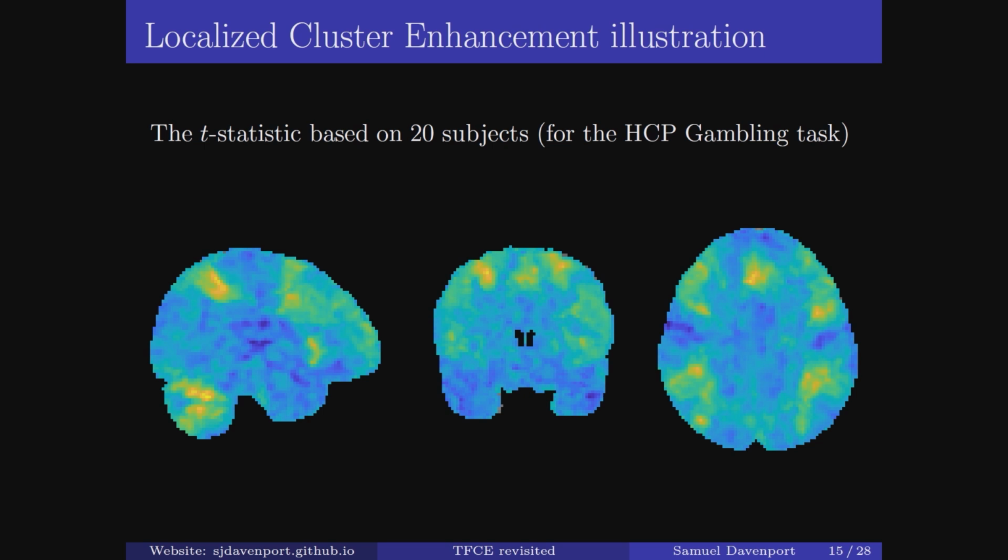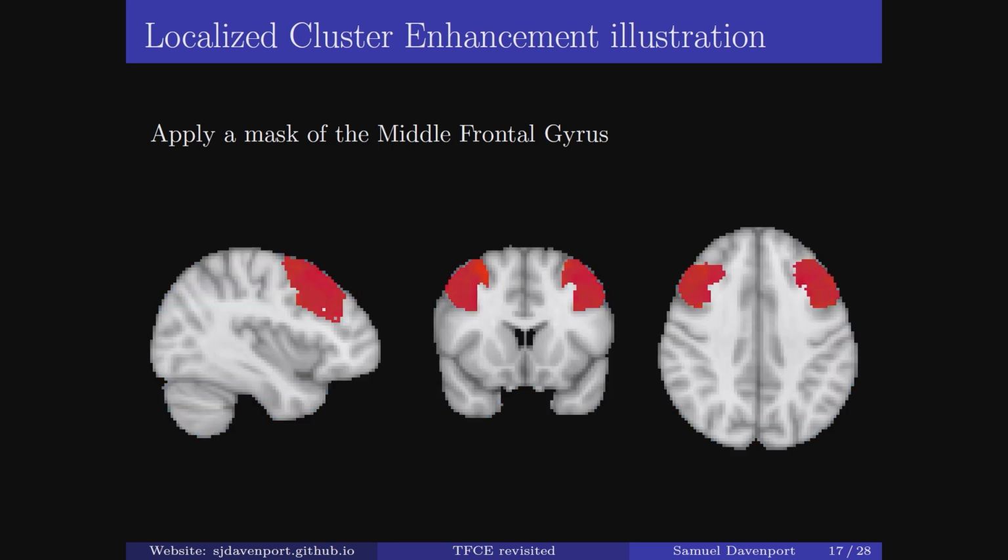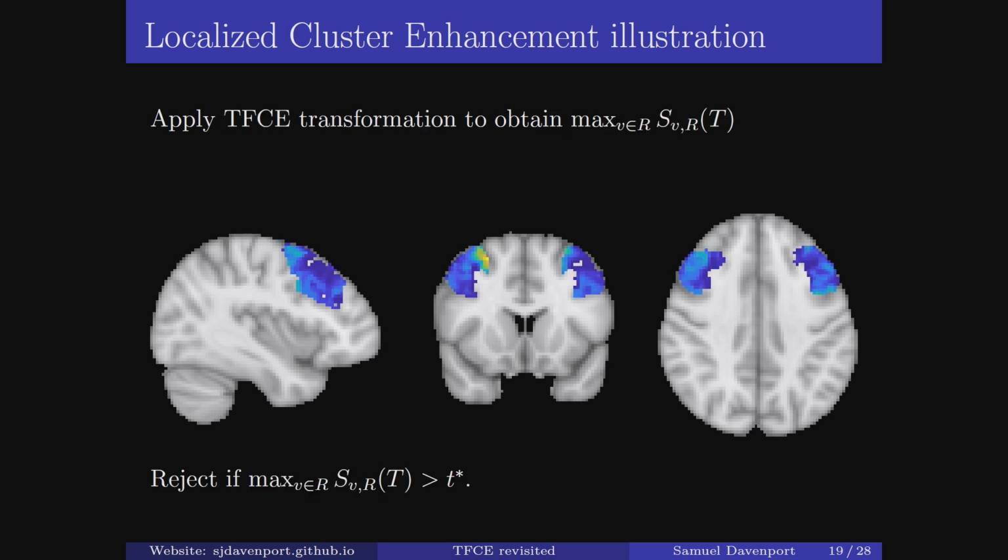Here we have the test statistic map of 20 subjects. If we look at a region in the brain, here the middle frontal gyrus, we apply a localized TFCE approach for that region. What that involves is masking out the rest of the brain, and then looking at the original test statistic only within that region, computing TFCE just within that region, so not having any influence from the rest of the brain, computing the maximum regional test statistic, and comparing that to the cutoff T star.